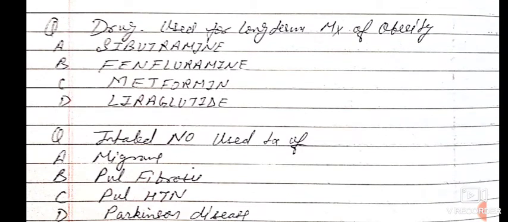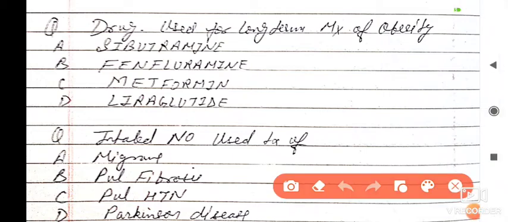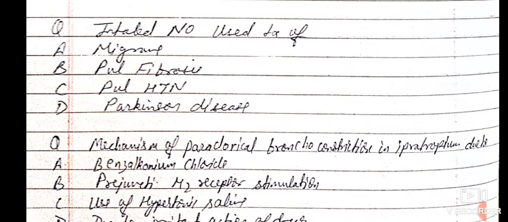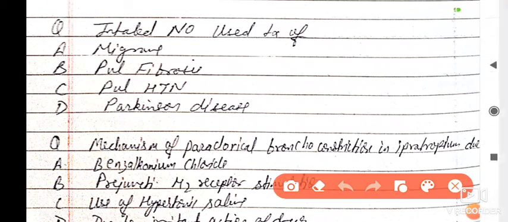Drug used for long-term management of obesity: sibutramine, fenfluramine, metformin, and liraglutide. Liraglutide is an approved drug for long-term use in obesity also, and this drug is useful in diabetes and in reduction of obesity, and this is the best drug, a GLP-1 agonist. Inhaled nitrous oxide is mainly useful in the treatment of pulmonary hypertension.